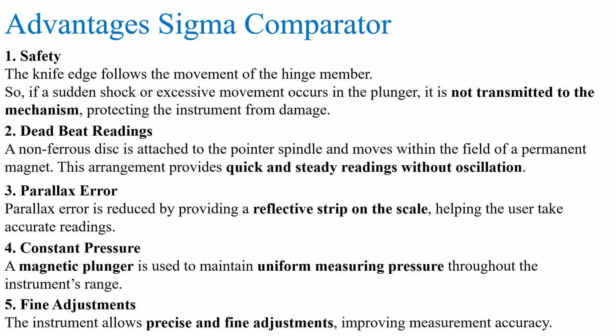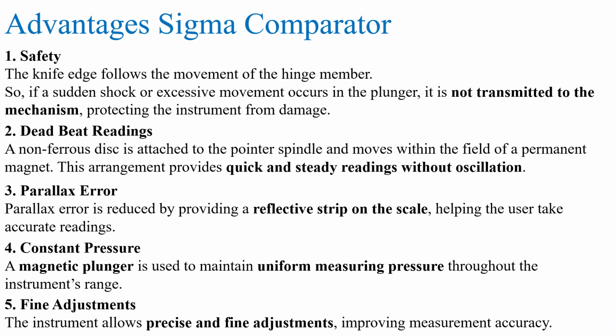So let's see the advantages and disadvantages of the sigma comparator. First one is the safety. Because the knife edge follows the movement of the hinge member, if a sudden shock or excessive movement occurs in the plunger, it cannot be transferred to the mechanism, which protects the instrument from damage. Second one is the deadbeat readings. A non-ferrous disc is attached to the pointer spindle and moves within the field of a permanent magnet. So this arrangement provides quick and safe readings without oscillations.